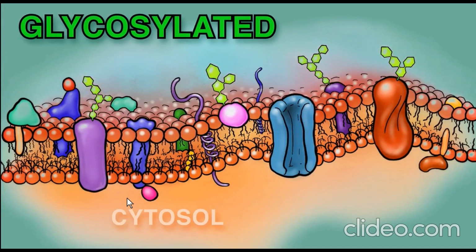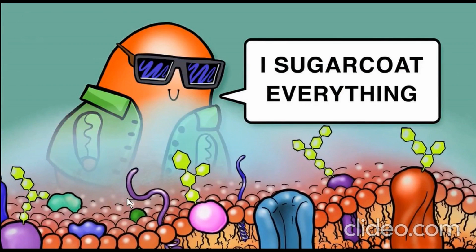These sugar residues are always present on the non-cytosolic leaflet of the membrane. As a result, the cell surface is covered in carbohydrates, which form what's called the cell coat.